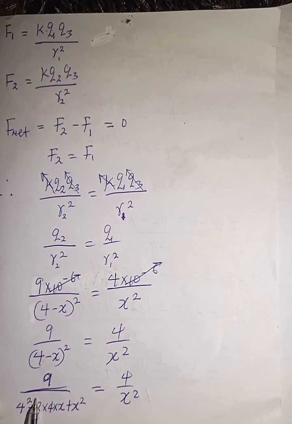So that's what I did there: 4 square minus 2 times 4 times x, then plus s square, which equals 4 over s square. So that's all. Let's move to the next to see what we are going to have.